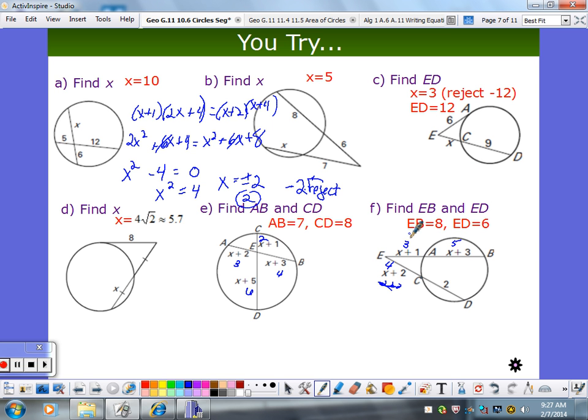And now they want me to find ED. Looks like it's 8. And ED looks like it's 6. So yeah, a little fancy footwork. It's a good one.